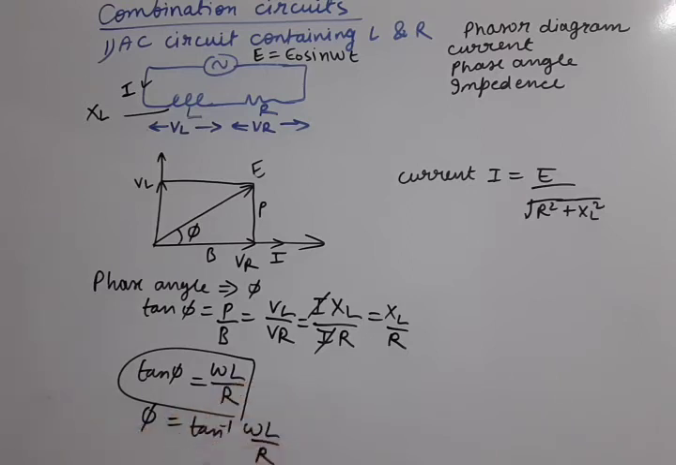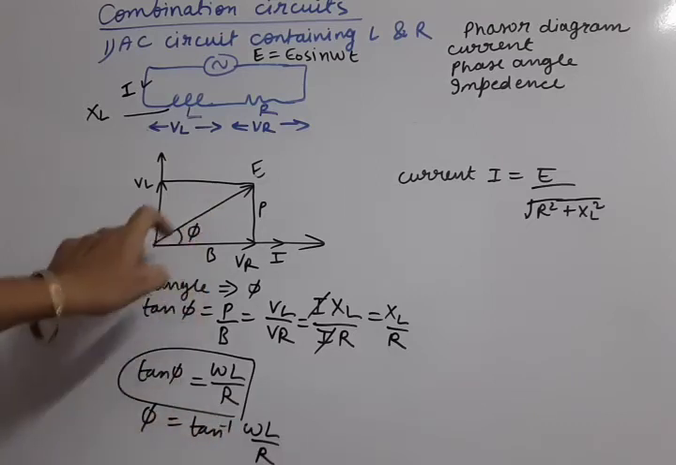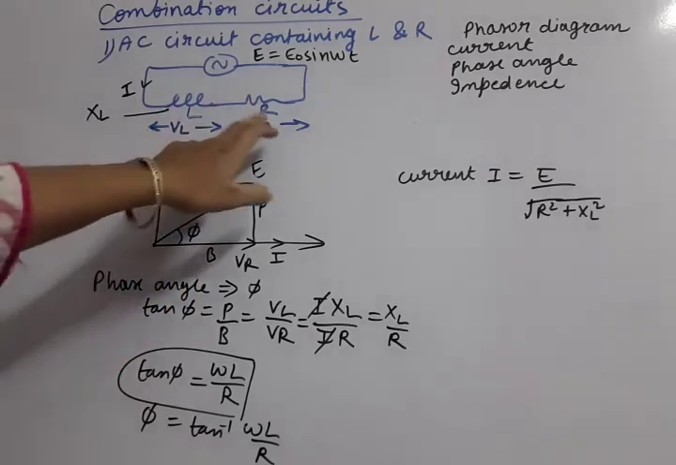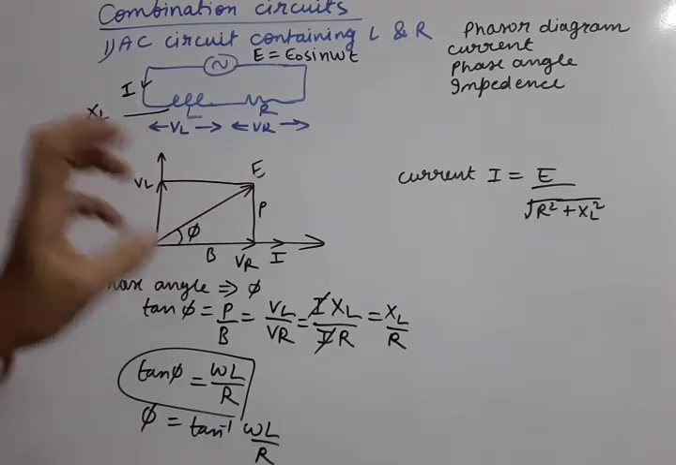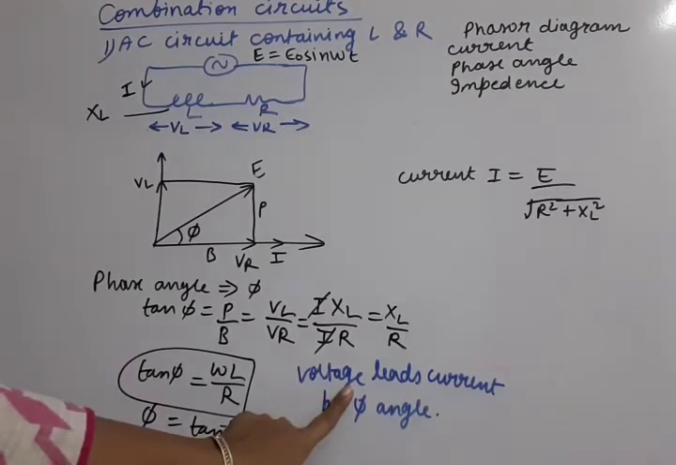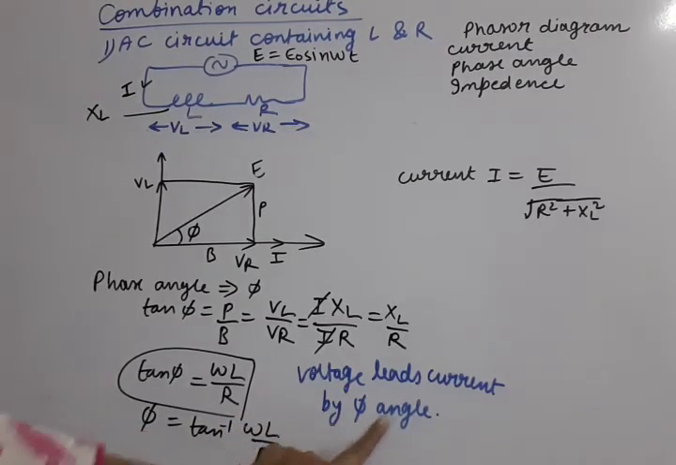Whatever these three values are, accordingly this phi will be decided. But it is fixed that voltage leads in the LR circuit. In the LR circuit also, the voltage leads current by phi angle. Let us write it. Voltage leads current by phi angle. This is fixed, that voltage leads.